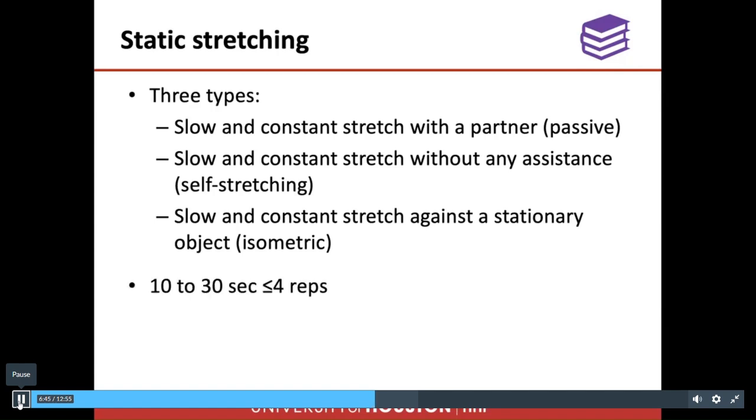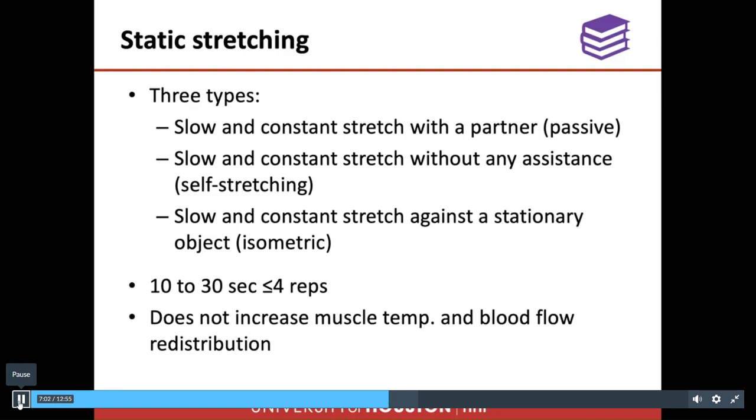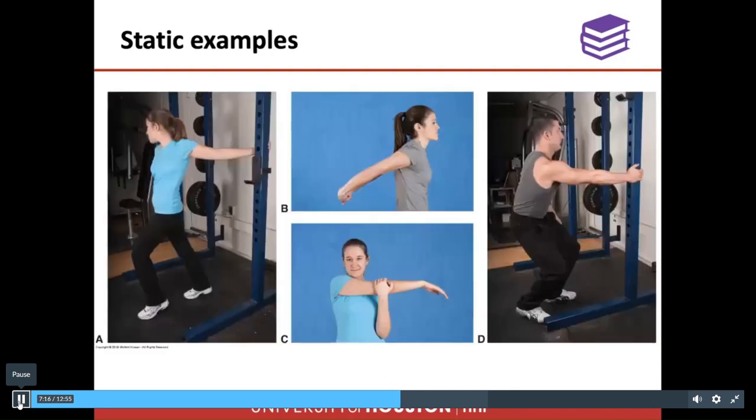With static stretching, ACSM recommends holding for 10 to 30 seconds each with no more than 4 reps, and that's per joint. So it's not 4 reps total over the body, but 4 reps for each joint. With static stretching, there is not an increase in skeletal muscle temperature, and there is not blood flow redistribution, unlike with other types of stretching. And your book has some examples of static stretching. We have 2 examples of against a stationary object and 2 examples of self-stretching.